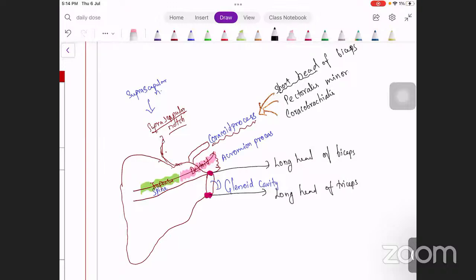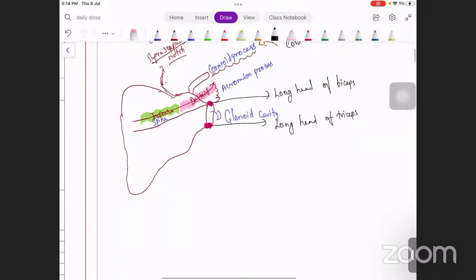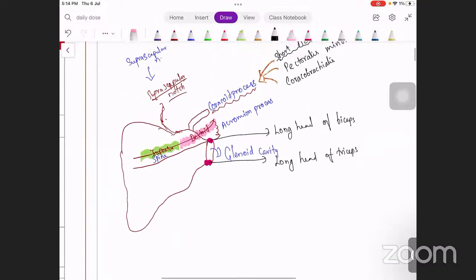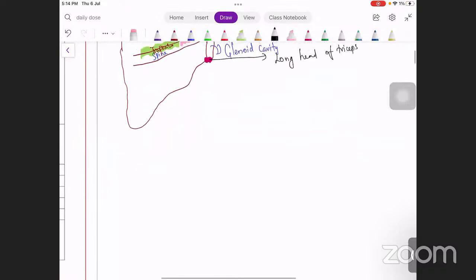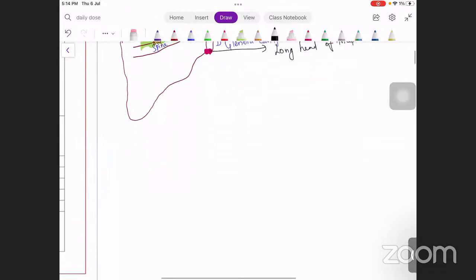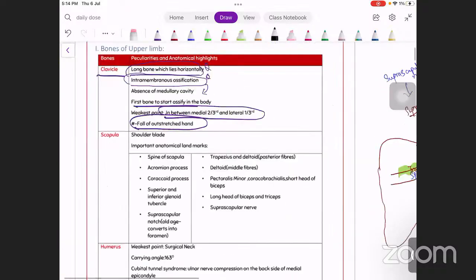And then you have this acromion process of scapula, where you see the deltoid attachment. And apart from that, you have a supraglenoid and infraglenoid tubercle, where you may see the attachment of long head of biceps and long head of triceps. So in old age, your suprascapular notch will convert into suprascapular foramen. So then we are going to the third bone called humerus.